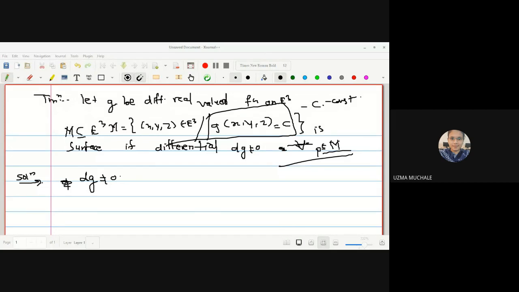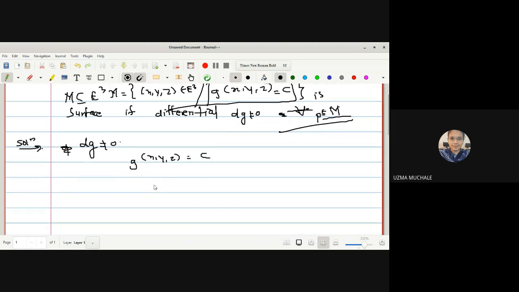G is a function of x, y, z which is equal to c. That is, g of x, y, z is equal to c and dg is not equal to 0. Right, so how to write down dg? Dg is a total derivative.